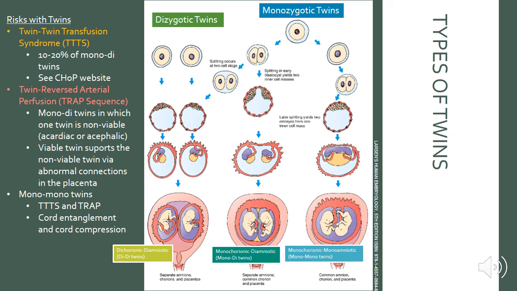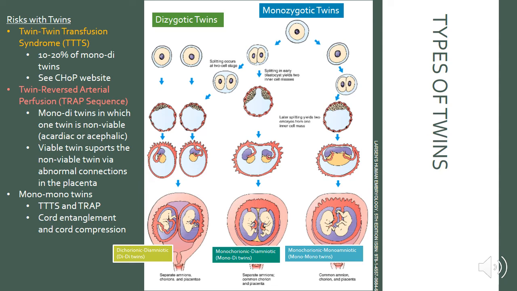Although it's treated in a similar way to twin-to-twin transfusion syndrome, where you try to break off the connection between the two babies, in the case of TRAP sequence, you're of course not so worried about losing the non-viable baby.